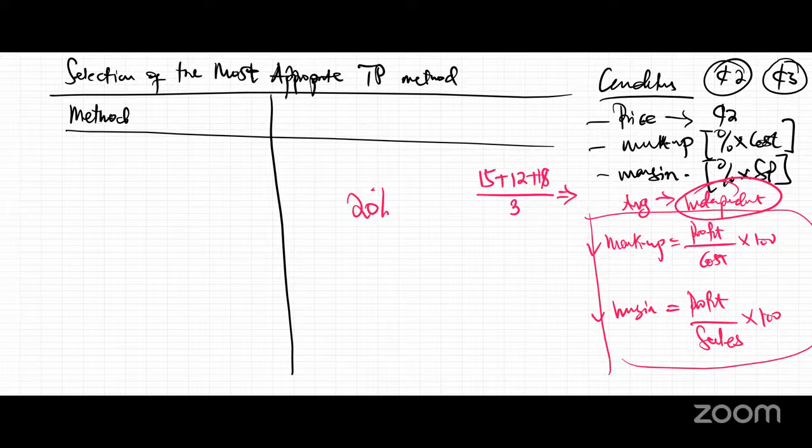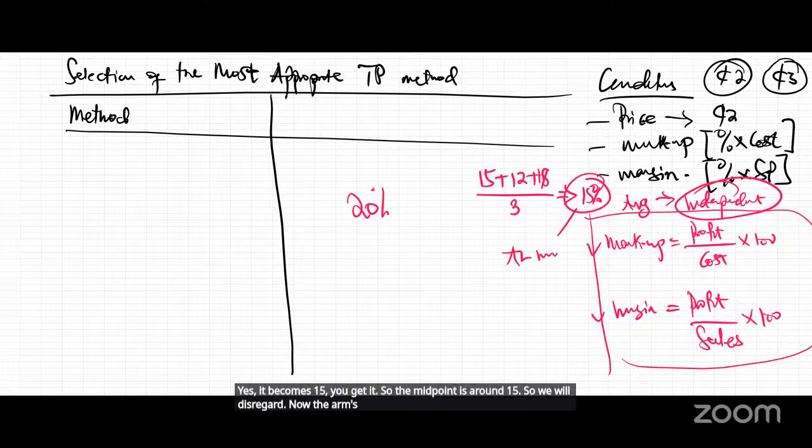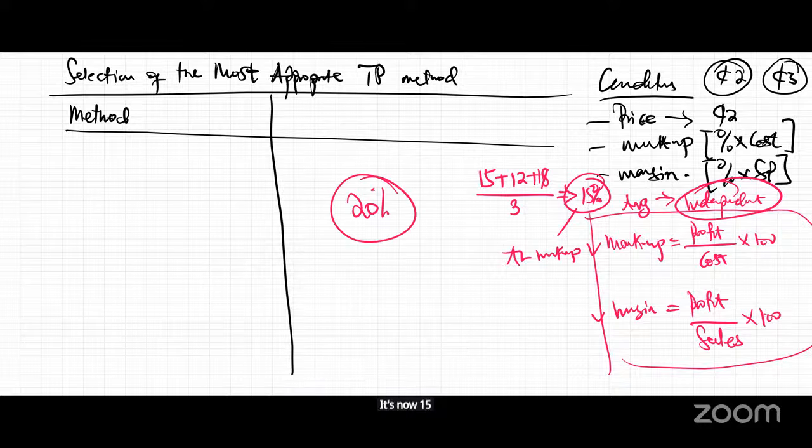15. 15. Yes, it becomes 15. So the midpoint is around 15. So we will disregard. Now the arm's length markup is now what? It's now 15%, right? But I charge 20%.